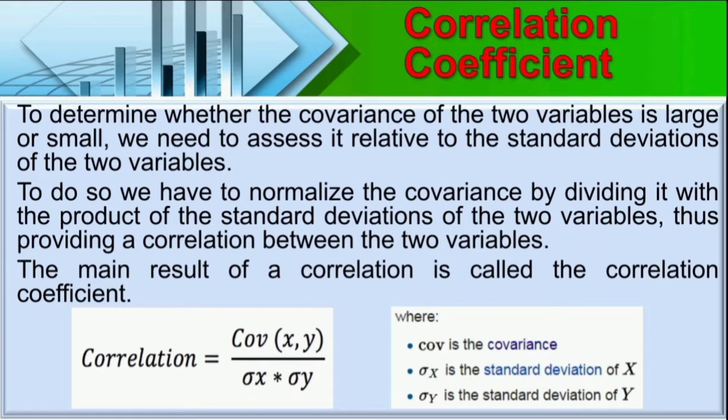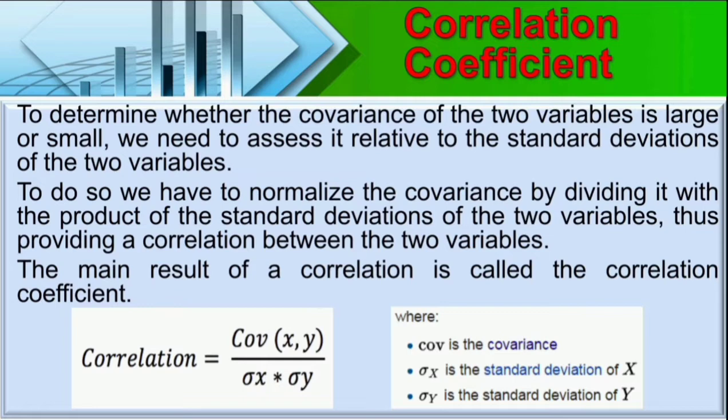Correlation coefficient. To determine whether the covariance of the two variables is large or small, we need to assess it relative to the standard deviations of the two variables. To do so, we have to normalize the covariance by dividing it by the product of the standard deviations of the two variables, thus providing a correlation between the two variables.